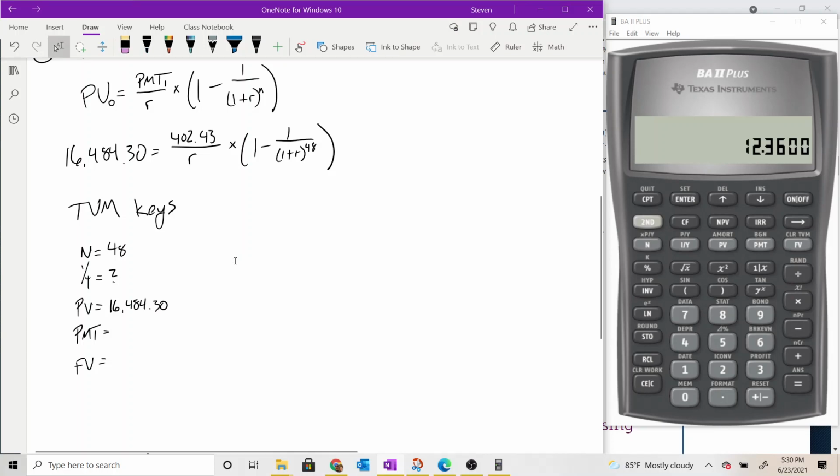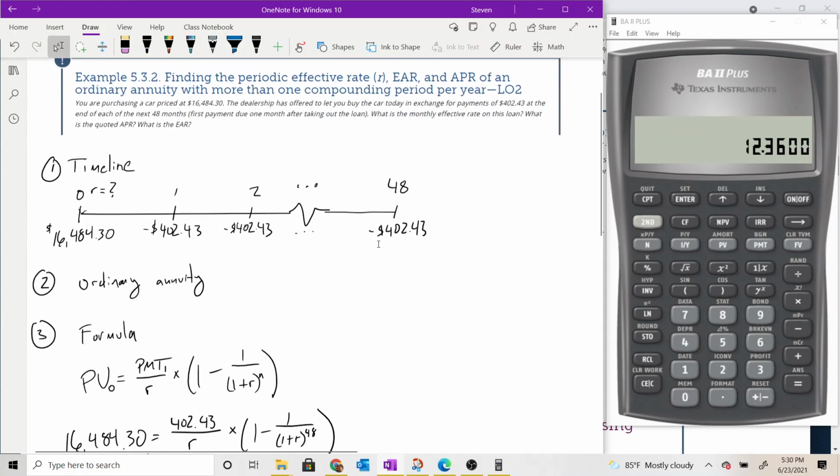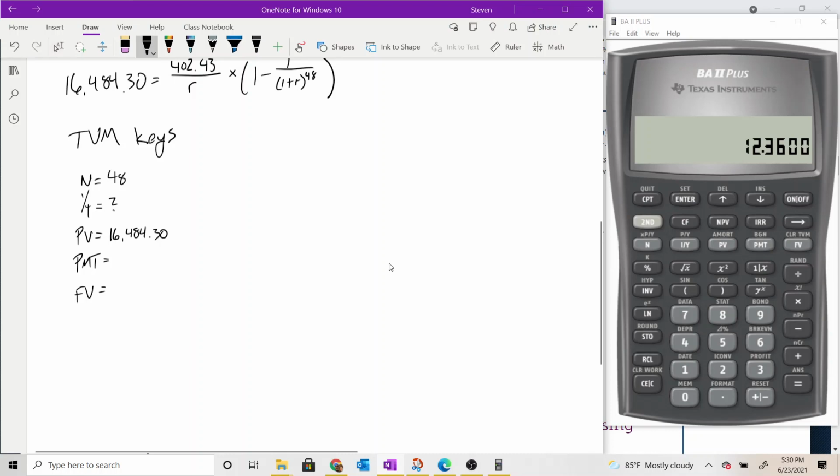Payment, the reoccurring payment that happens over and over again, is $402.43. Now I recorded that present value as a positive number, so that means I'm telling the calculator that's a cash inflow to me. It's coming in, and the payment is moving in the opposite direction. So I received something of value. It came to me of $16,484.30, but then I'm going to have to pay or have a cash outflow of $402.43, so I'm going to record that as a negative. So the calculator knows the relative direction of those cash flows.